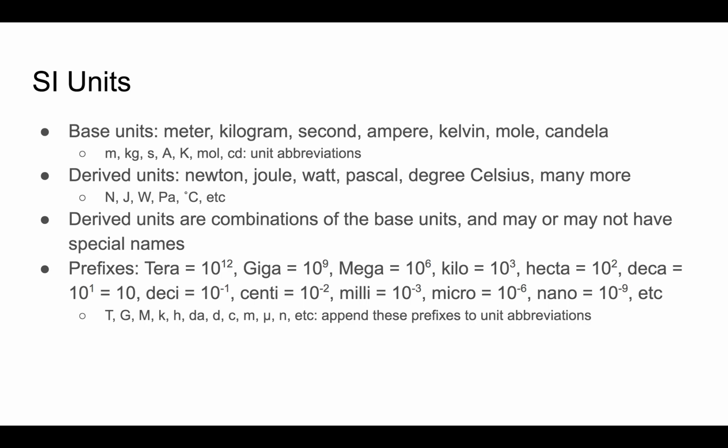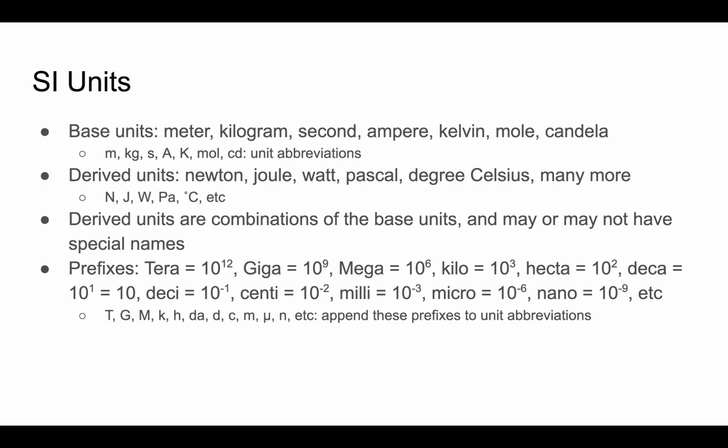So our base units are for distance the meter, for mass the kilogram, for time the second, for electric current the ampere, for temperature the Kelvin, for number of particles the mole, and for, I believe it's luminosity, the candela. And these are abbreviated m, kg, s, uppercase A, uppercase K, mol, and cd. And notice that all the unit names are lowercase, that is SI convention.